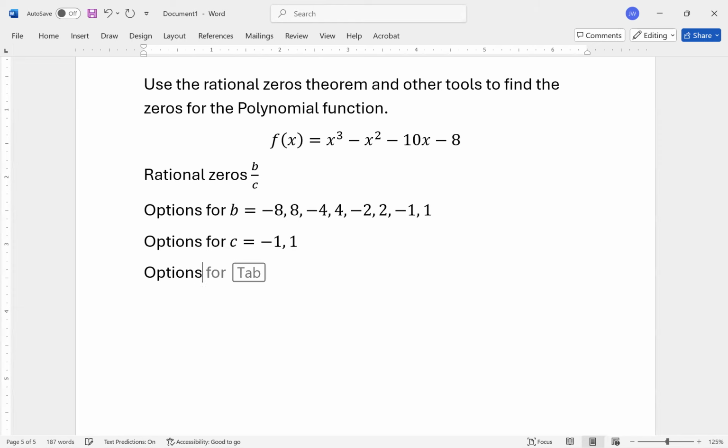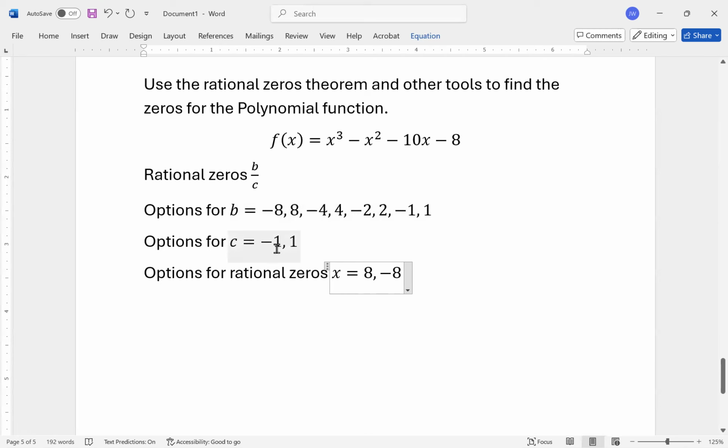That means my options for rational zeros are the following. Again, these are all going to be options for x. I would take -8 divided by -1 and -8 divided by +1. So I get a +8 and a -8. Then I take 8 divided by -1 and 8 divided by +1. That gives me -8, +8 again, so I won't write those down again.